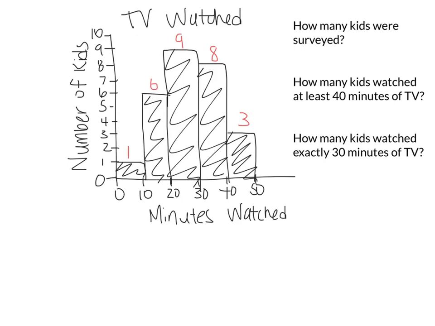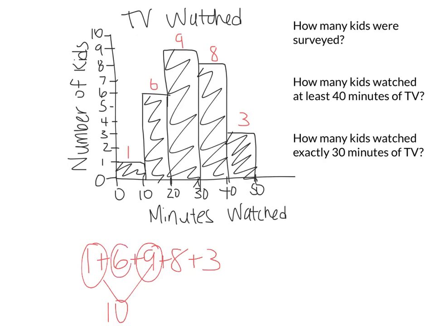So then to figure out the total, I just figure out, well, all together, in all of these groups, how many are there? So let's add them up. 1 plus 6 plus 9 plus 8 plus 3. I'm going to make my groups 10. Then I have 6 plus 8, 14 plus 3, 17. So I'm left with 10 plus 17 is 27. So altogether there are 27 kids in this graph, or 27 kids surveyed.